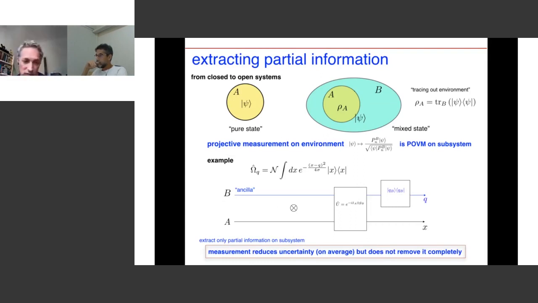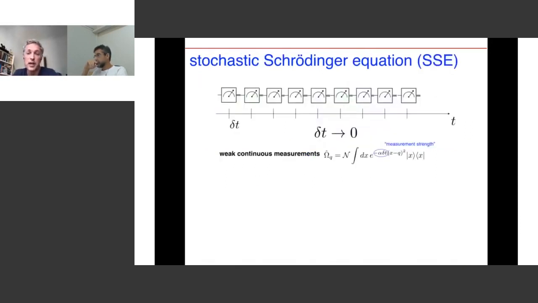The important part here is that, as said, these POVMs only extract partial information, so the measurement reduces uncertainty on average, but does not remove it completely. And one nice thing about this, and this is what we'll use in the last part of the talk, is that for these POVMs you can come up with a dynamical equation which describes how the measurement affects your wave function. It is called the stochastic Schrödinger equation, which describes the dynamics of the measurement.